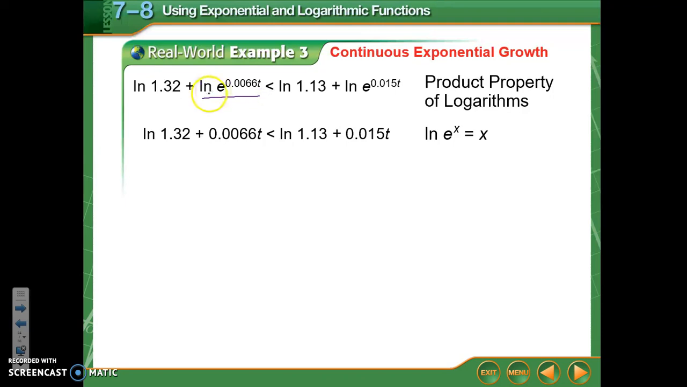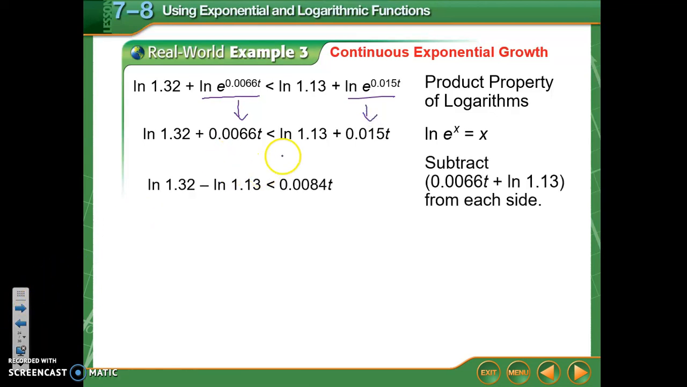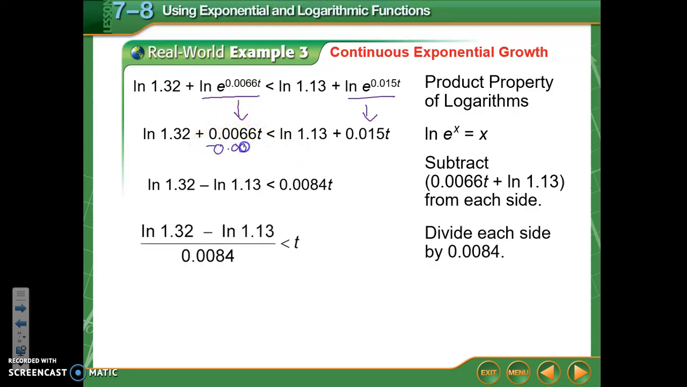In this case, natural log and e are inverses, so they undo each other, and I'm just left with the exponent. Same thing here. And then I just need to get both of my t terms on the same side, so I'm going to subtract 0.0066t from both sides. And I'm going to subtract the natural log of 1.13 from both sides as well. And then I end up with this difference, and then I have to divide that by 0.0084.